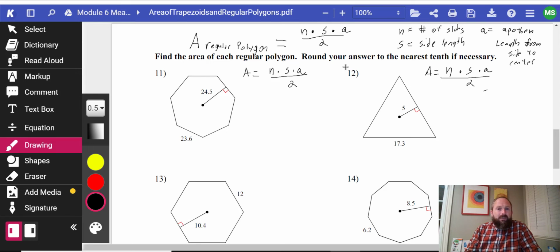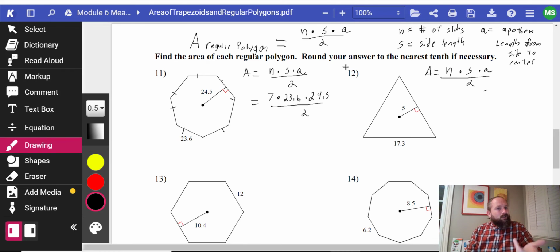So in this one, the number of sides is 1, 2, 3, 4, 5, 6, 7. Looks like it's 7. So we're going to say area is equal to 7 times the side length. Well, it looks like it's 23.6. Now the apothem, from the side at a right angle to the center, is 24.5. So now we go 24.5, and now we're going to divide by 2.